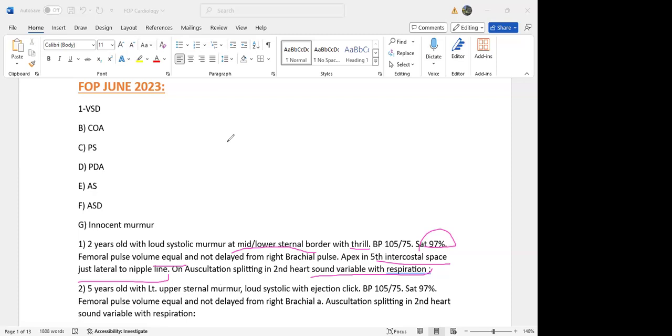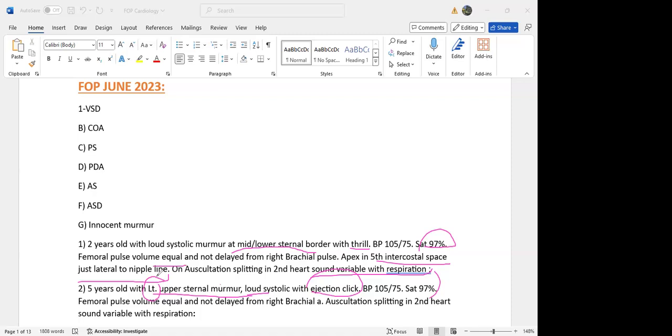Second question is a 5-year-old with a left upper sternal murmur. This murmur is at the left upper sternal border. Loud systolic with ejection click. So again, this is a loud murmur with an ejection click. Normally at the upper side we have a murmur; the type of murmur is an ejection systolic murmur, but it is associated with a click sound. Saturation is 97%. Blood pressures are normal. Femoral pulses are okay, and splitting is also normal with respiration.